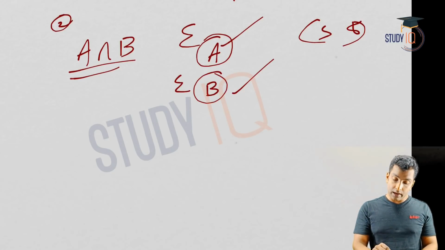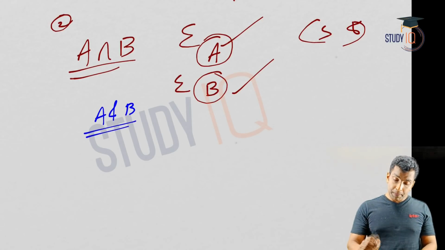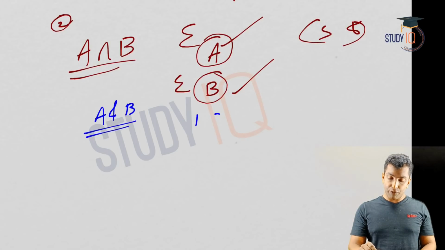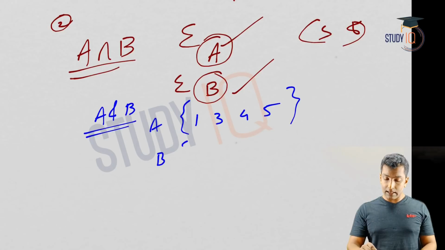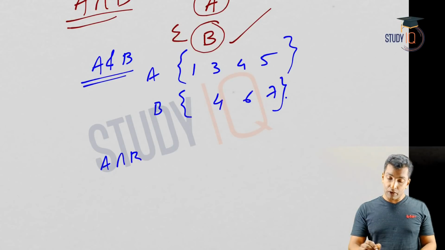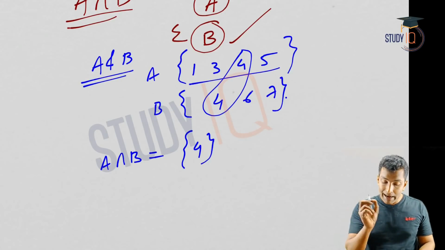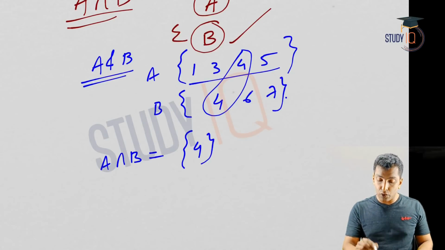Okay, so A intersection B means A and B. Okay, so let me give you one example. 1, 3, 4, 5 is given as A. Okay, B is given as 4, 6, 7. So what is A intersection B here? What is common in both? That is 4. So the elementary events favorable to A are given as 1, 3, 4, 5. Elementary events favorable to B are given as 4, 6, 7.